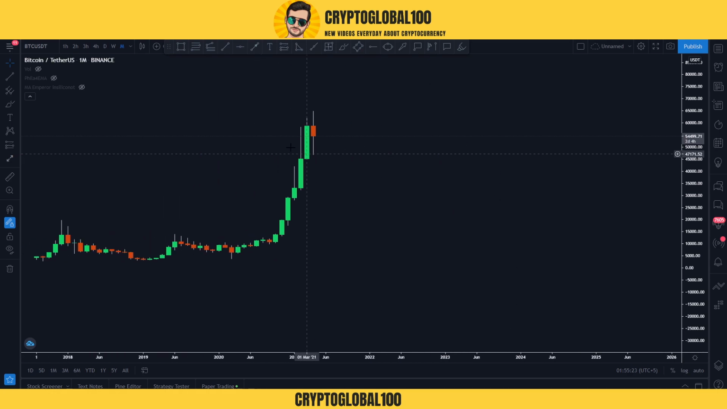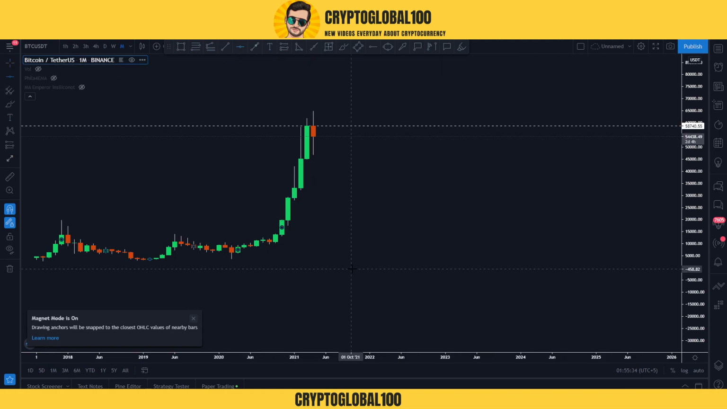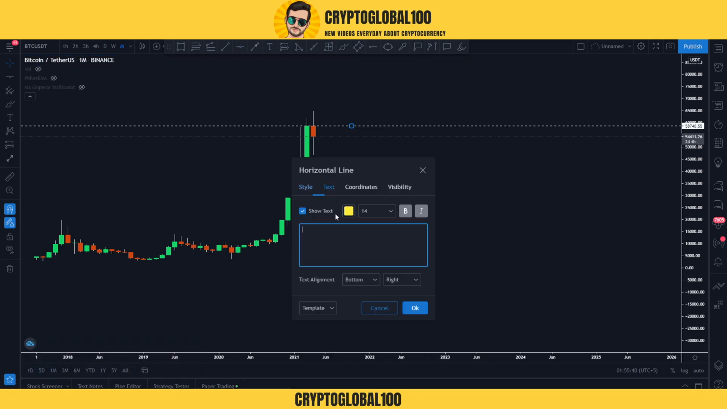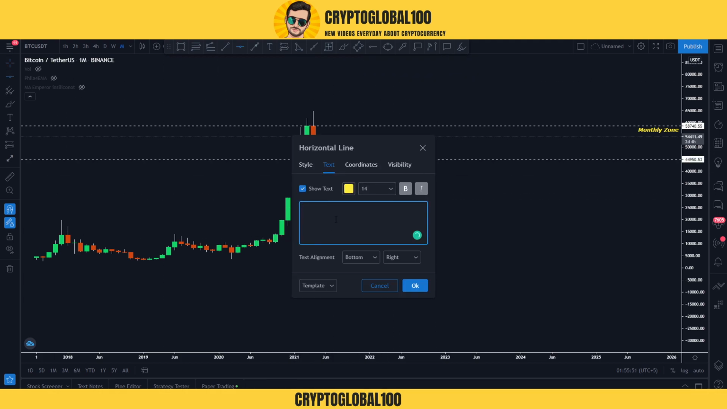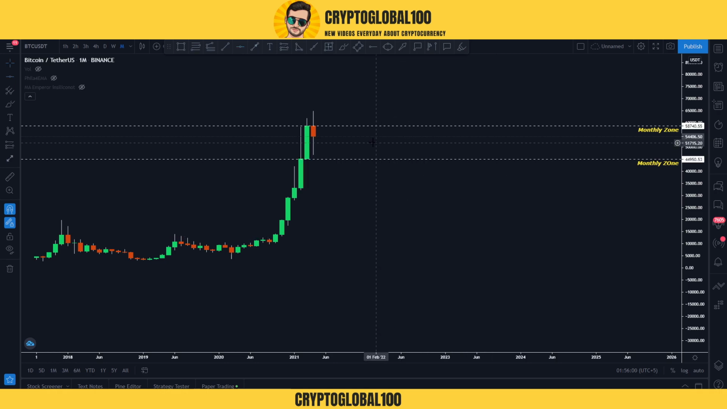So here we have, let's take a look. Last month we hit this area, so let me draw this zone. This is our monthly area, so I'm going to write it down so that we have the monthly zone. Now we're going to do the same at the bottom, so let's type it here as well. Monthly zone. So we have two zones here, monthly up and down.